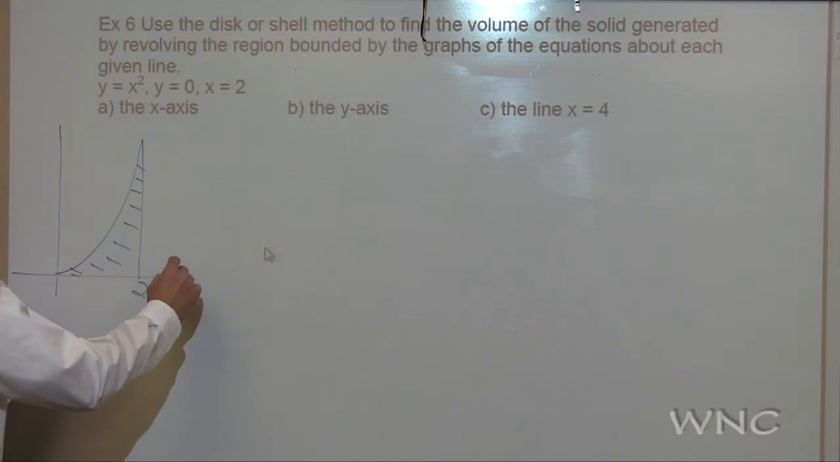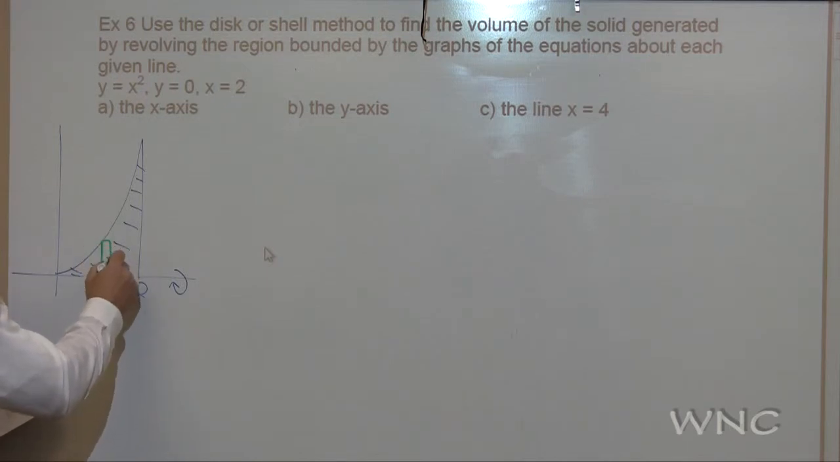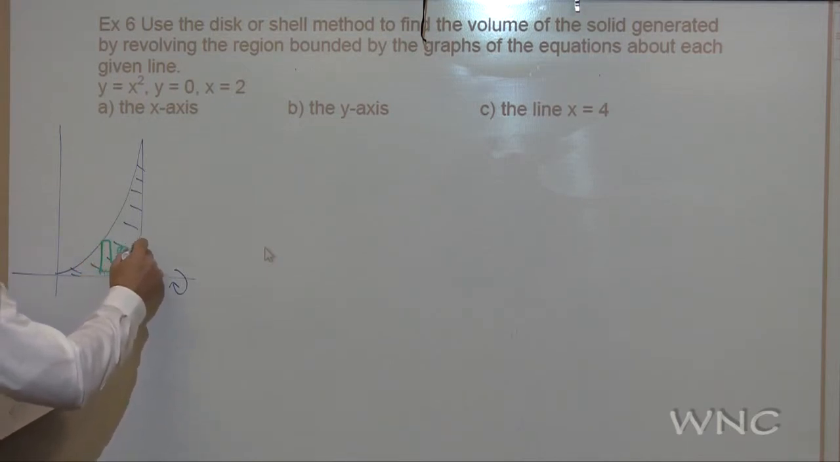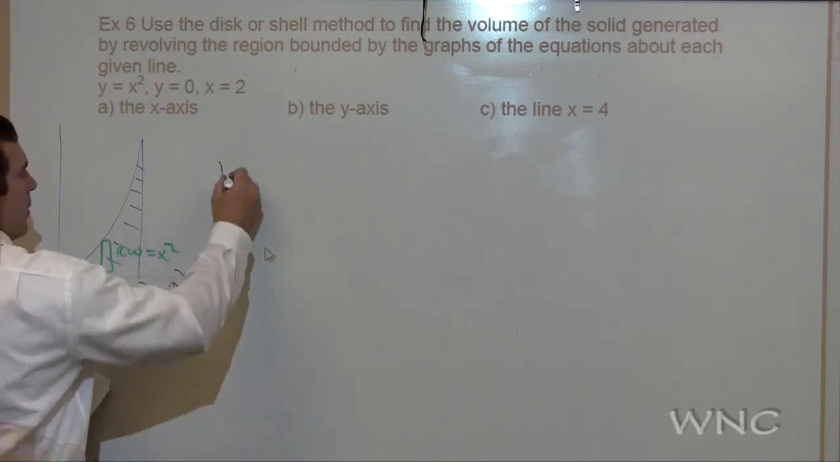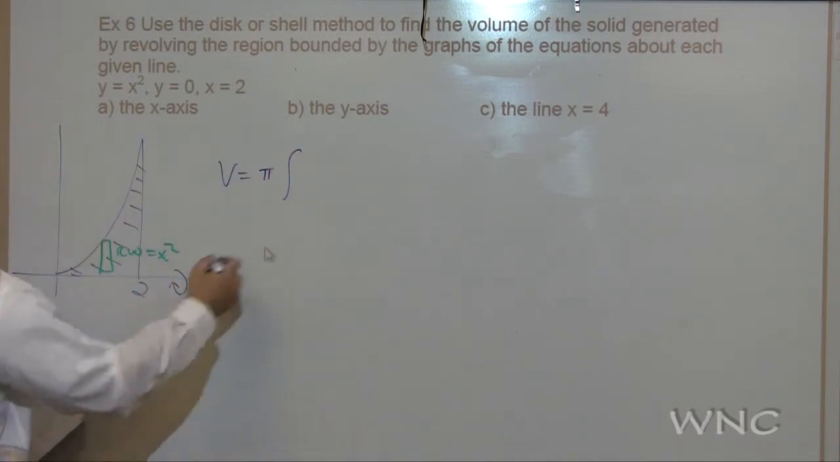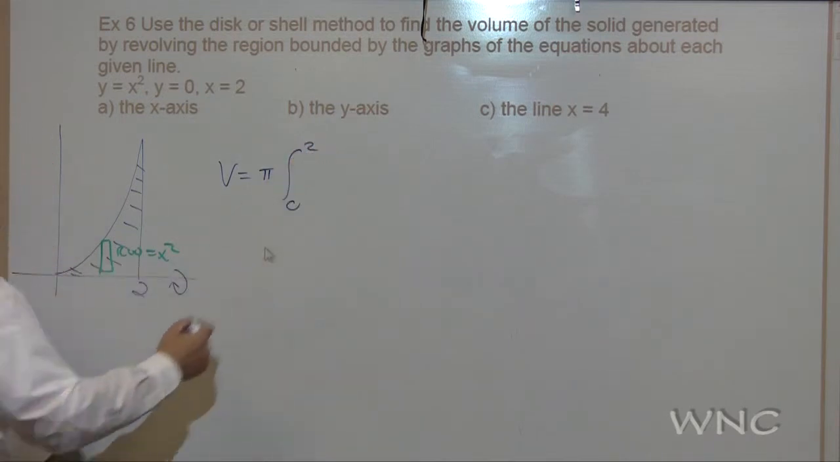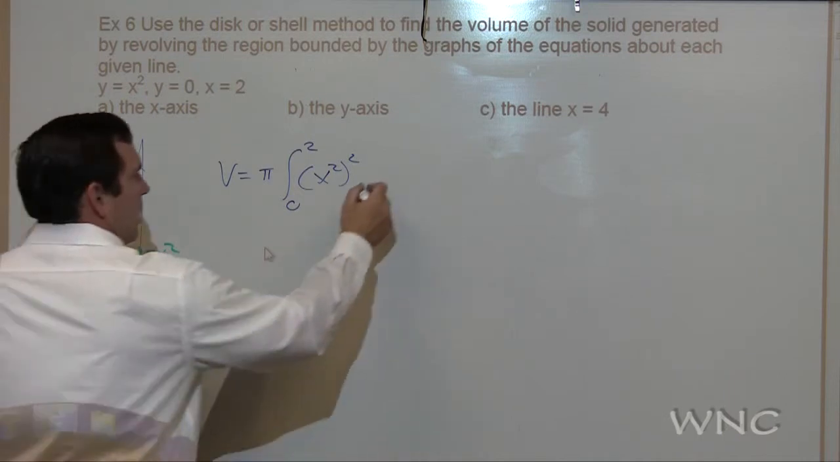So in the first case, we're going to go around the x-axis. In that, I think it's simple enough to draw a perpendicular approximating rectangle. And the radius of that is just going to be x squared. So the volume here is going to be pi times the integral from 0 to 2 of x squared squared dx.